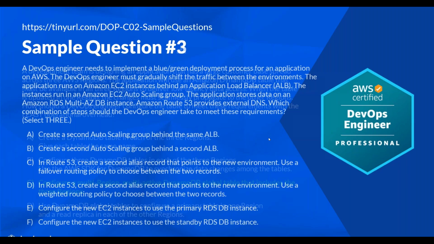So we do have one more. I wanted to give an example of a multi-response question. A DevOps engineer needs to implement a blue-green deployment process for an application on AWS. The DevOps engineer must gradually shift the traffic between the environments. The application runs on EC2 instances behind an application load balancer. The instances run in an EC2 auto-scaling group. The application stores data on an RDS multi-AZ DB instance. Route 53 provides external DNS. Which combination of steps should the DevOps engineer take to meet these requirements?